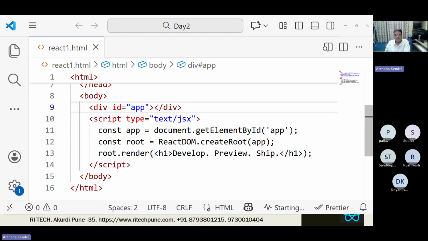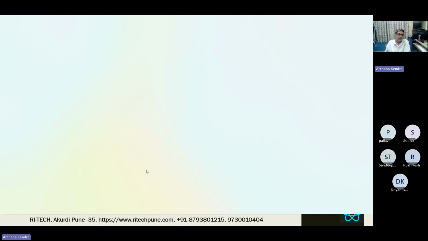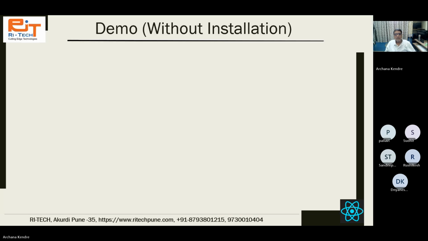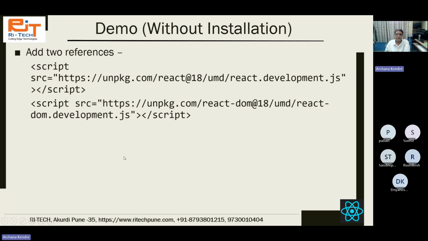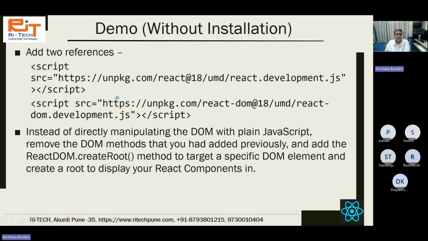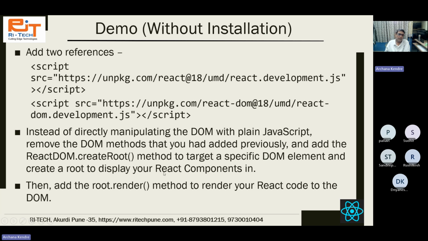Now, if you run this, what will happen? It's expected to get the error. Now, if you want to use React without installation, first add the reference of react.development.js, then add the reference of react-dom.development.js. You can use any CDN. I'm using the unpkg CDN. So instead of directly manipulating the DOM with plain JavaScript, remove the DOM method that was added previously and add the ReactDOM.createRoot method to target a specific DOM element and render the component in that root place.